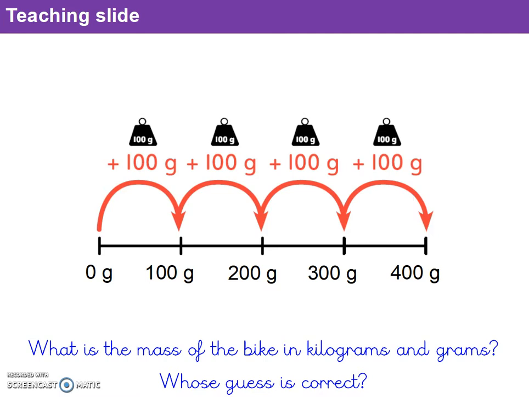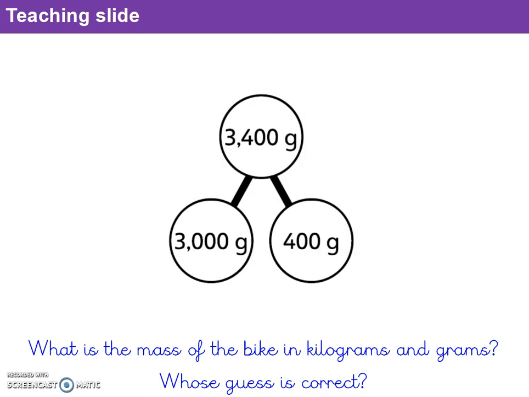So now I can go back to my part whole model, and rather than adding 3 kilograms and 400 grams, I can add 3,000 grams and 400 grams to give me a total of 3,400 grams. So if you remember, Richard said, I guess 3,500 grams, and Bella said, I guess 3,400 grams, and here we can see that Bella is correct, and the total weight or total mass of our bicycle is 3,400 grams.